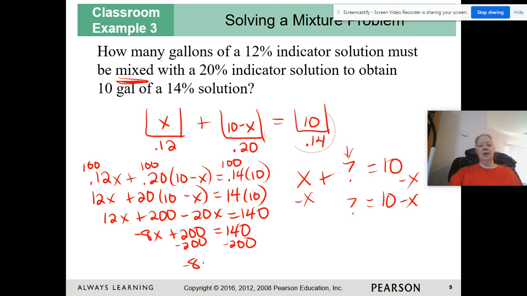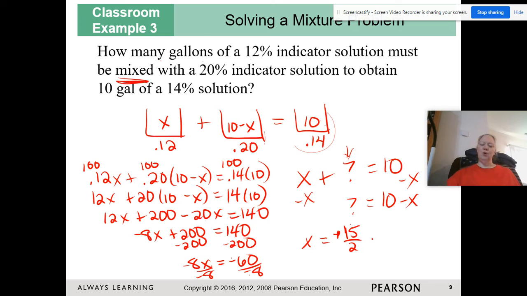I get negative 8x is equal to negative 60 and divide by negative 8. 8 does not go into 60 evenly, so I want you to write it as an improper fraction. 4 goes in though. A negative divided by negative is positive. 15, 4 goes in there too.